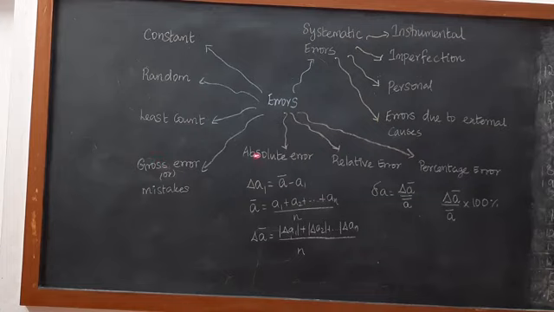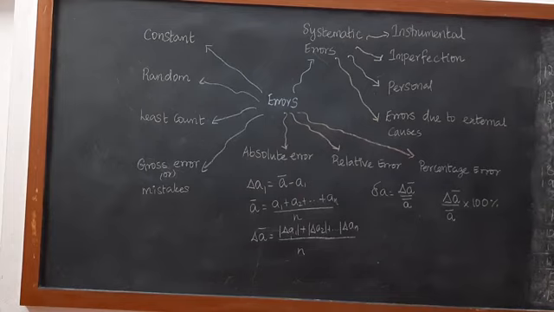And moving on to the next one, absolute error. What is called absolute error? The magnitude of the difference between the true value of the quantity measured and the individual measured value. So here we have delta A1 is equal to A bar minus A1. A bar is the arithmetic mean value, where A bar is equal to A1 plus A2 plus up to AN divided by N. That is called the arithmetic mean of A. So that will give the absolute error.